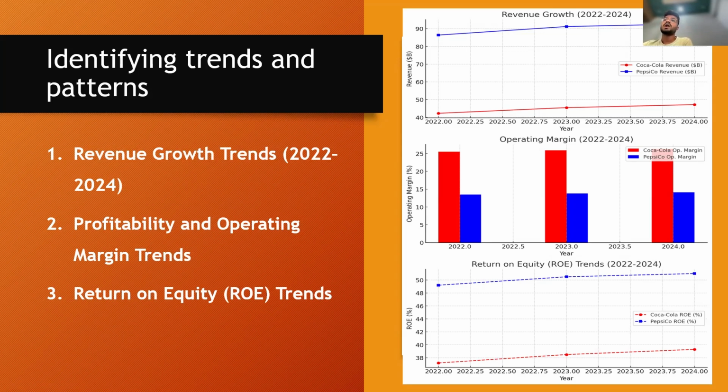For PepsiCo, ROE remains significantly higher, 51%, reflecting stronger capital utilization efficiency. Despite higher reinvestment in business operations, PepsiCo maintains higher profitability relative to equity.